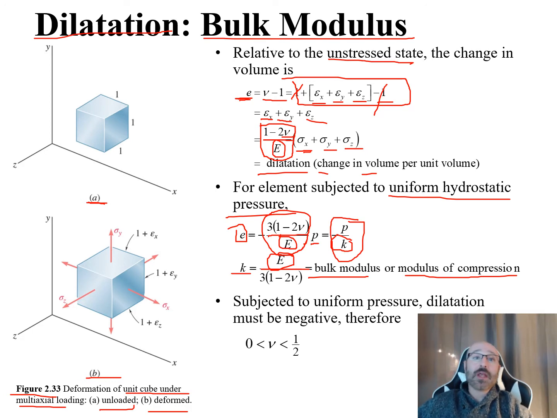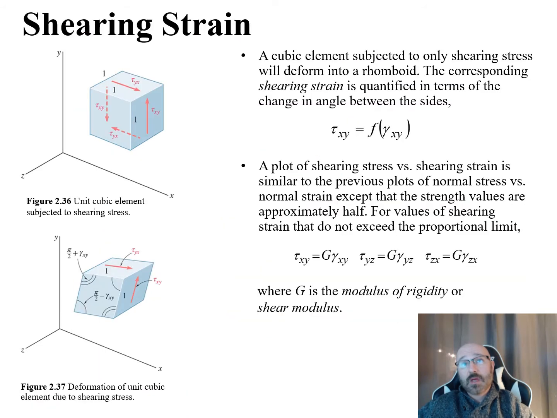Now, another thing to note is that if this is subjected to a uniform pressure, the dilatation must be negative. Therefore, we have this relationship down here that Poisson's ratio is going to be greater than 0 but less than 1/2. Now, throughout this course, we're going to talk about a couple different types of strains.